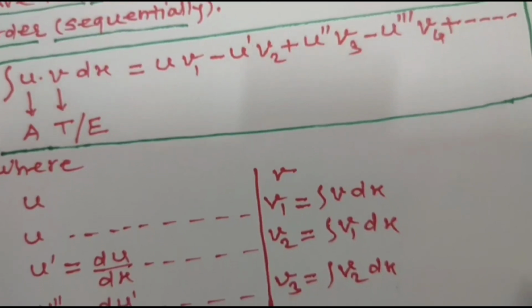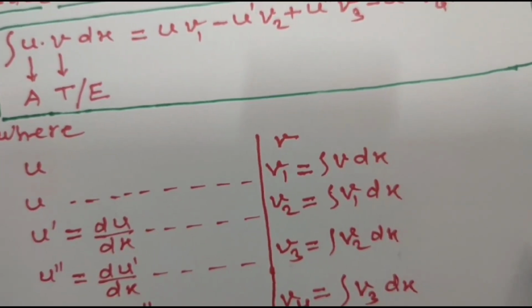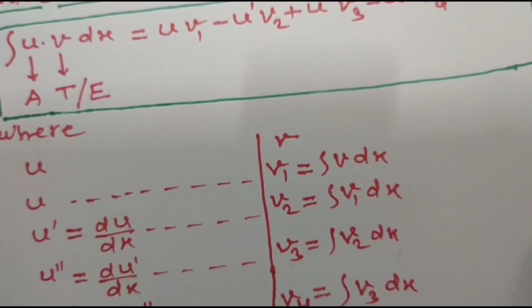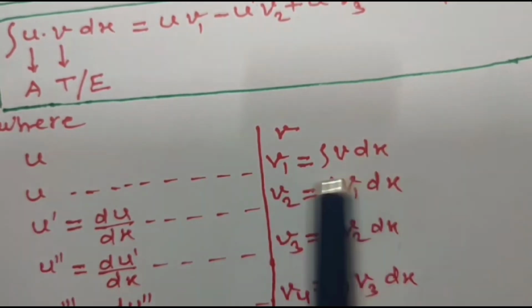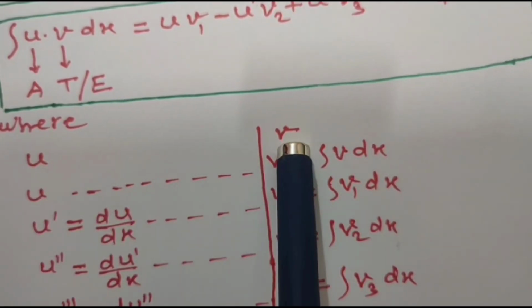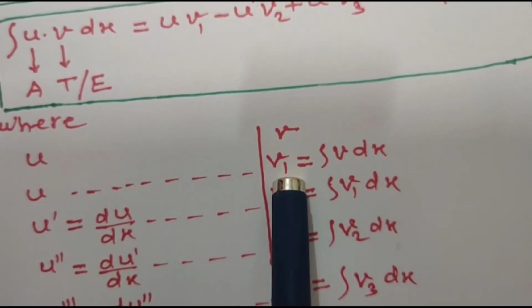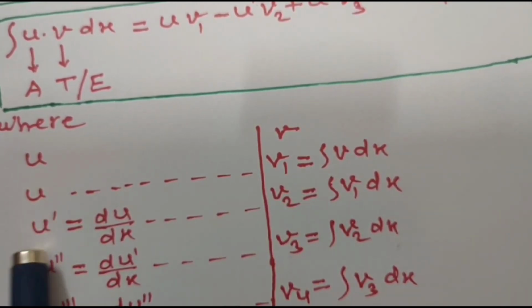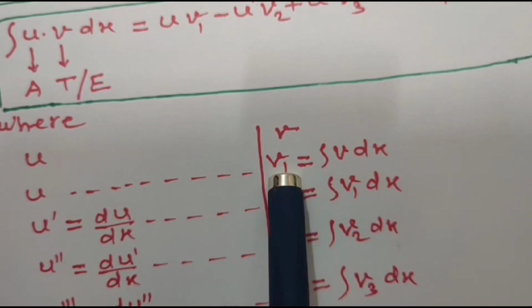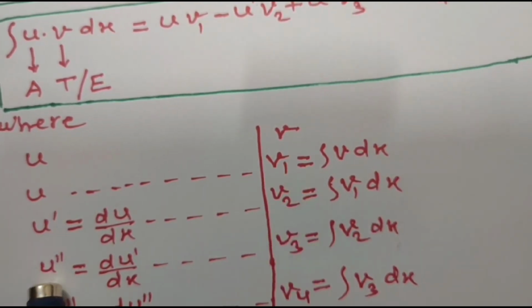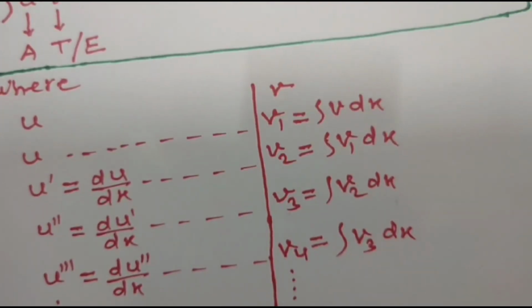To evaluate this integral, try to put u, u dash, u double dash, v, v1, v2, v3 in this order. u is the first function, v is the second function. Then keep the first function as it is, and the integral of the second function, that is v1. Then the derivative of the first function, that is u dash, and the integral of v1, that is v2. Then the derivative of u dash, that is u double dash, and the integral of v2, that is v3. Then the derivative of u double dash, that is u triple dash, and the integral of v3, that is v4.